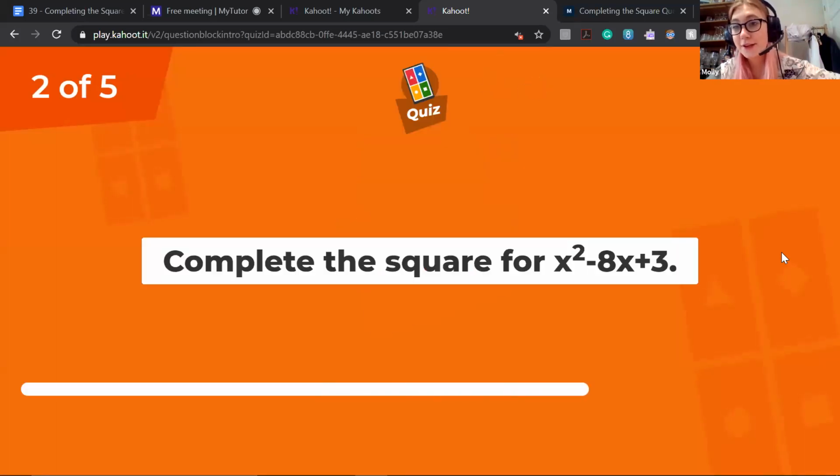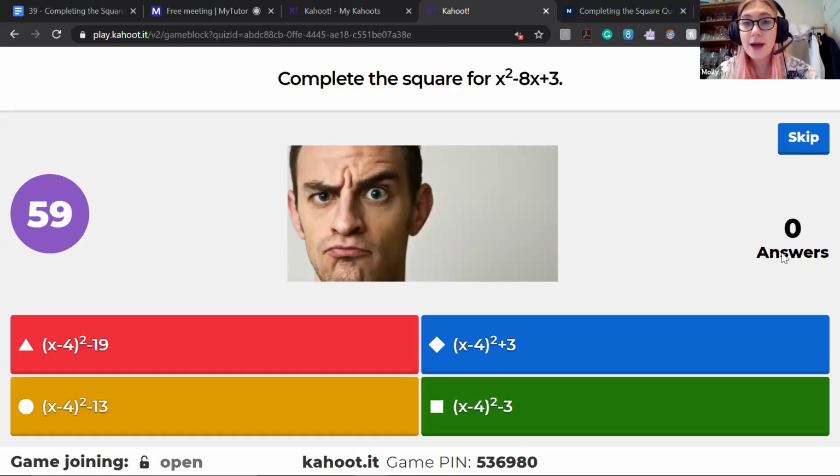Okay, so now just kind of throwing you straight in with a completing the square question. If you have no idea how to do it, don't worry, either take a guess or leave the question. You don't have to be able to know how to do it now. You know, this is the content of the lesson.